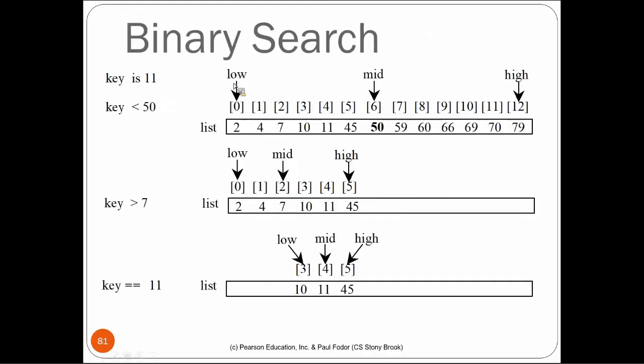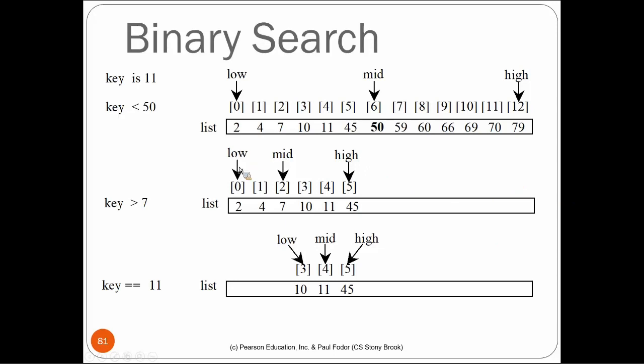So for instance, let's do this example. If we have an array that contains the elements 2, 4, 7, 10, 11, 45, 50, 59 up to 79, and we are looking for the value 11. This is a sorted array, so first thing, low is the index 0, high is the index 12. We compare 11 with 50, and 11 is less than 50. So now high will become middle minus 1. So we discard the higher half of the array.